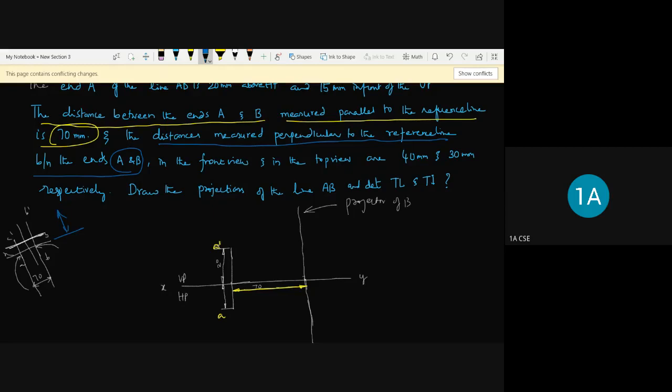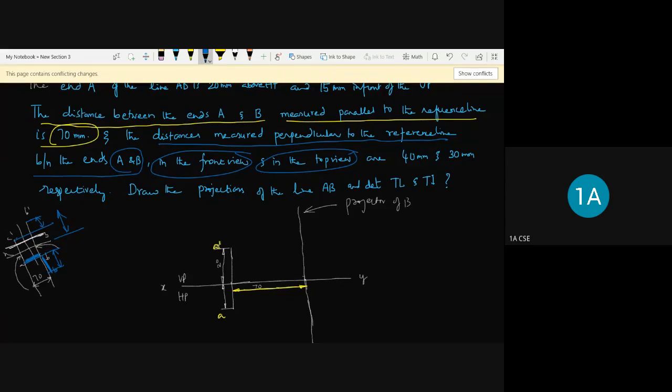So this distance between A and B in the front view is different, and in the top view it is different. So front view means this distance, the distance between these two. And similarly for the top view, it is the distance between this and, for example, B is here. So this distance is given. So the perpendicular distance and this is the horizontal distance. So that is the data given.